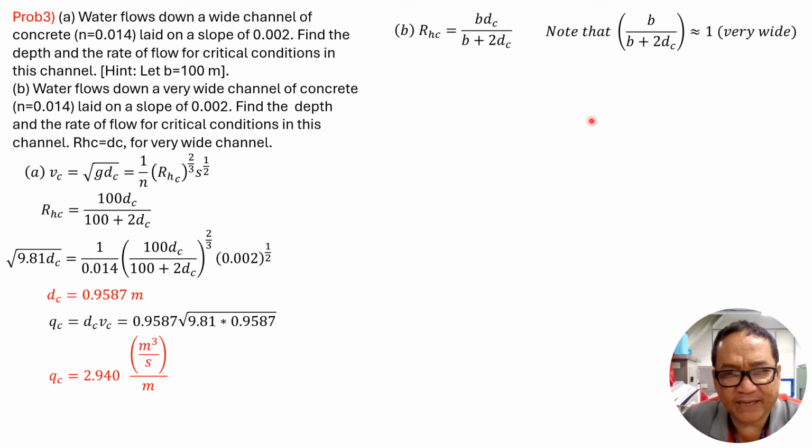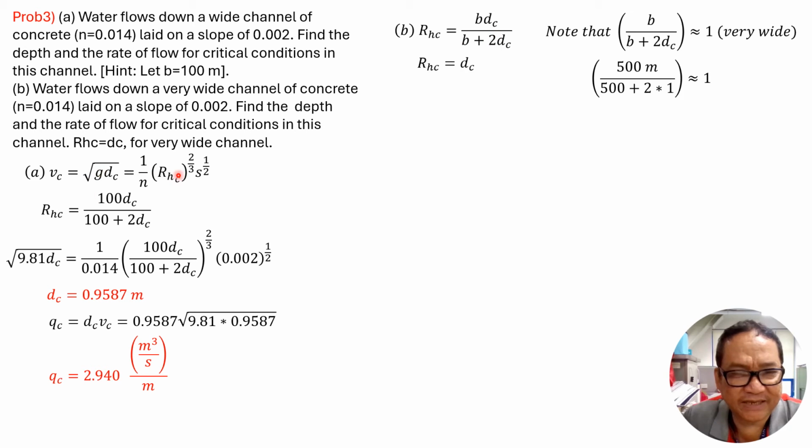To demonstrate that, let us assume that B is 500 meters. Remember, it's very wide, so you can assume 500 or more. And 500 divided by 500 plus 2, assuming critical depth is 1. So that's 500 over 500, so that's why it is close to 1. We can replace this B over B plus 2 d sub c by 1, and therefore hydraulic radius critical is equal to the critical depth.